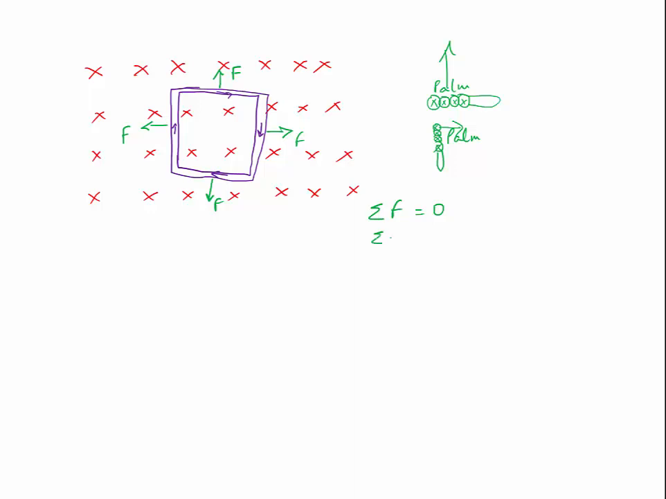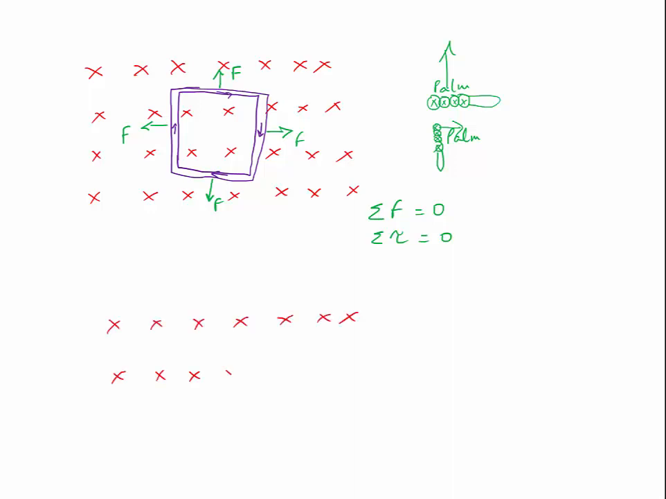So there's going to be no torque. So this guy is just happy staying there and not moving. However, if I take the same situation and let's say I grab this top part of the coil here and pull it out of the screen, rotating it.